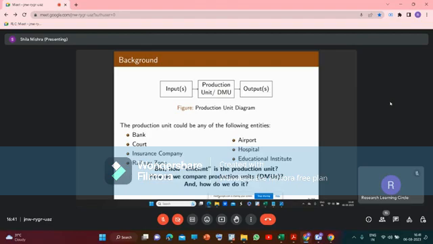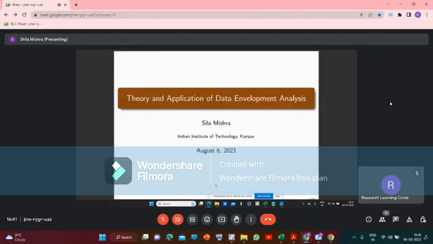Now, what does efficiency mean for a production unit, and how do we compare production units? If we take the example of a bank, there are so many branches of State Bank of India in the Indian context, and one might be interested in understanding how each and every branch performs, and how we can compare all these branches. Moreover, how do we estimate the efficiency and compare these decision making units?